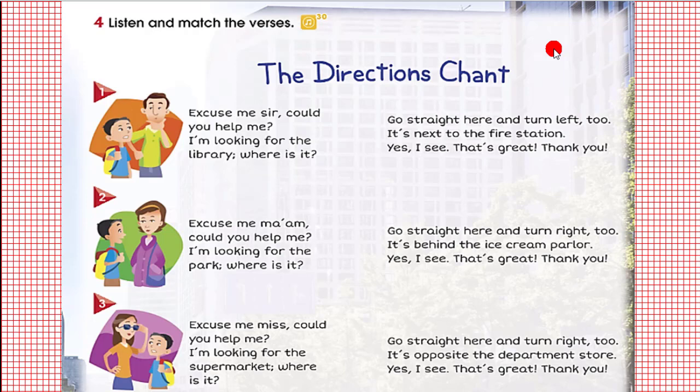Excuse me, sir. Could you help me? I'm looking for the library. Where is it? Go straight here and turn right, too. It's behind the ice cream parlor. Yes, I see. That's great. Thank you.